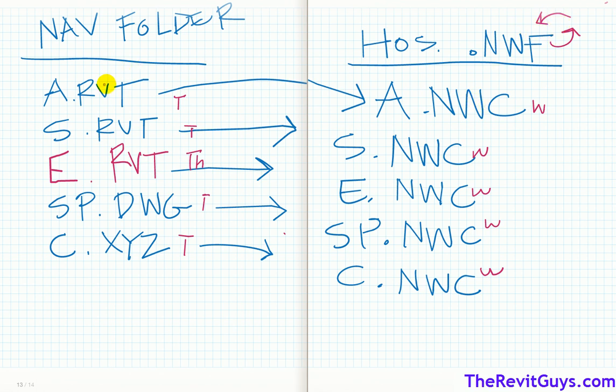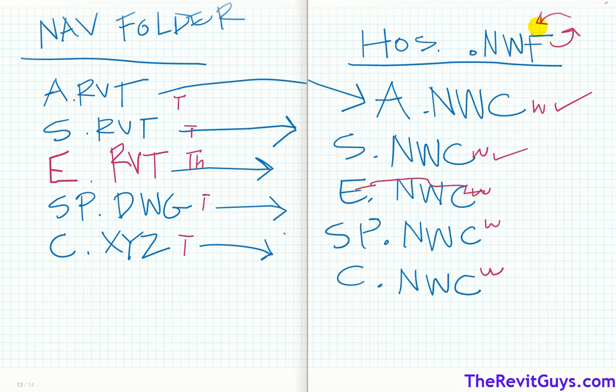It says, okay, Revit file, Tuesday, NWC, Wednesday. Check, that's the one we're using. Next it says structure, Revit, that's on Tuesday. This is built on Wednesday, this is newer, use it, check. Comes over here, it says electrical on Thursday, Navisworks file on Wednesday. Oh no, we're not going to use this file.